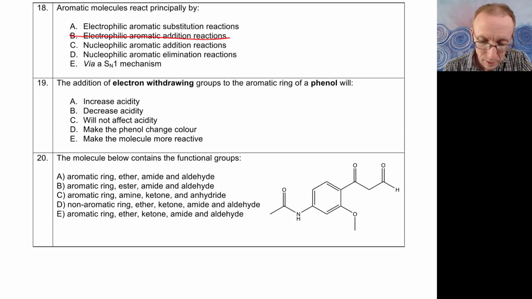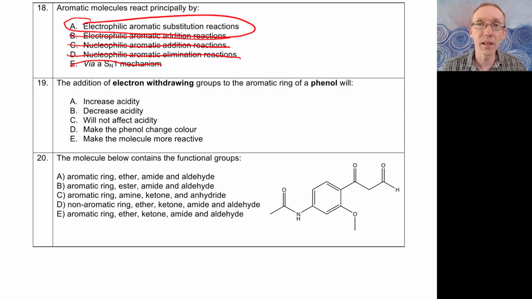So it can't be B, and it can't be C. We don't normally do nucleophilic type reactions. Certainly, we haven't talked about any in this course. And we can't do SN1 reactions because we can't form stabilized carbocations. So the answer here is electrophilic aromatic substitution. Aromatic rings will react with electrophiles through a substitution mechanism whereby they can retain their aromaticity.